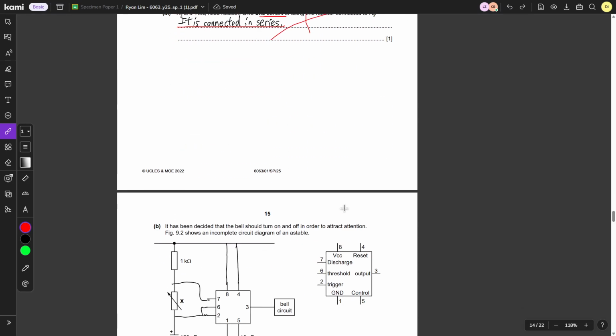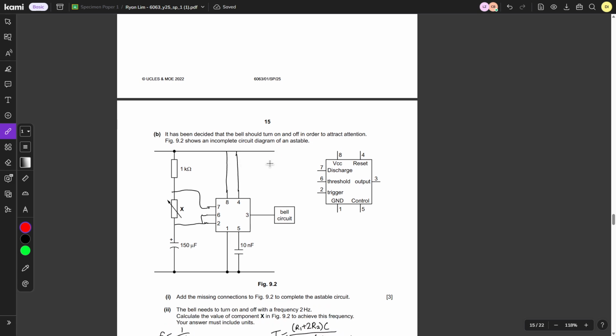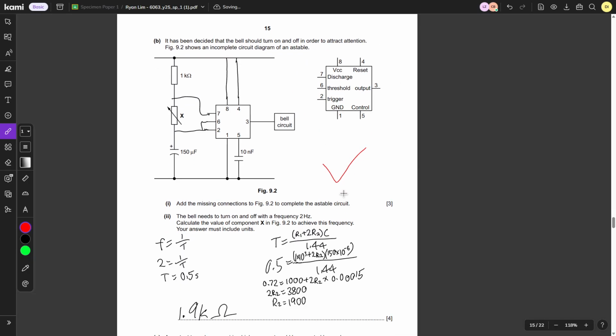So this is wrong. It's been decided the bell should turn on and off. So, a 555 timer in astable. Yep. And then missing components. Yeah, this is correct. I was wondering why this is a random thing here. Okay, this is correct. Wait, let me change the tick to here.